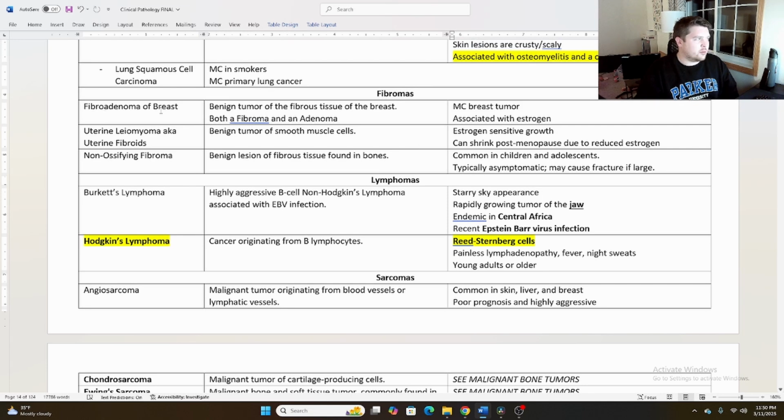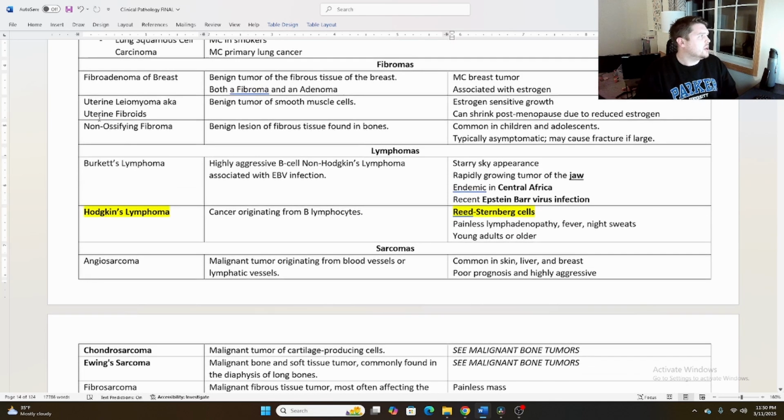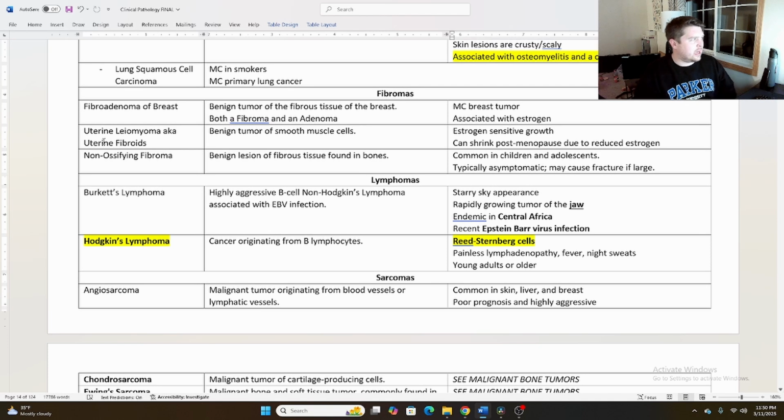Fibromas, we have the fibroadenoma of the breast. This is a repeat. Uterine leiomyoma, aka uterine fibroids. Leiomyoma, that is a smooth muscle tumor. This is most commonly an incidental finding on an x-ray, typically of an older female who's already post-menopause, and you'll see in the pelvic cavity, pelvic brim, just this big, oddly shaped glob of calcified material.